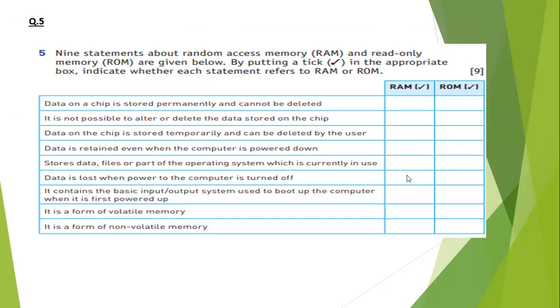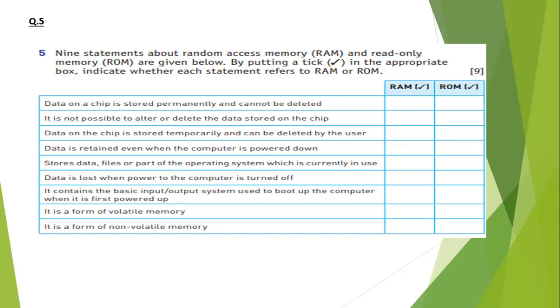Yes, one by one, you can tell me. Arsh, what about the first one? That is ROM. Don't you think both options are right? Isn't RAM for temporary data? No, sorry, it's ROM. Okay, you are right. Data on a chip is stored permanently and cannot be deleted.